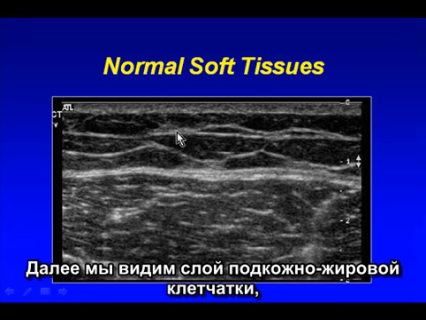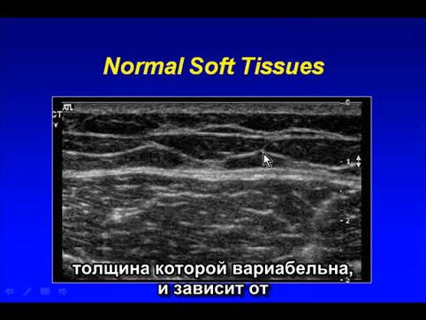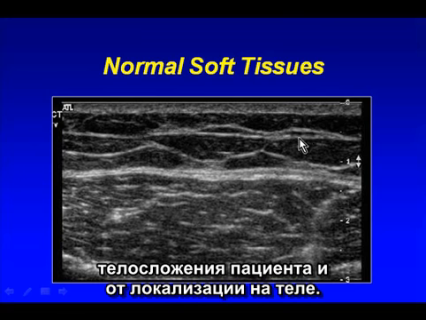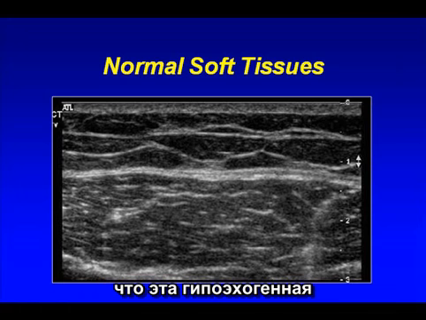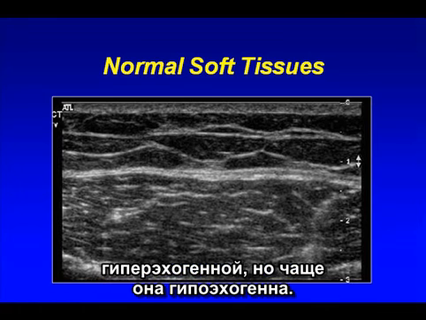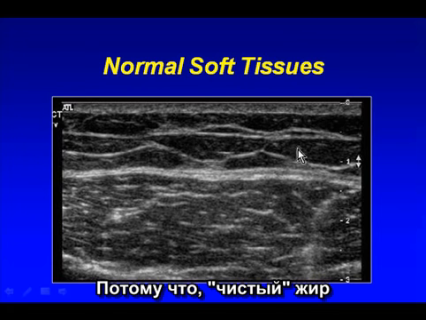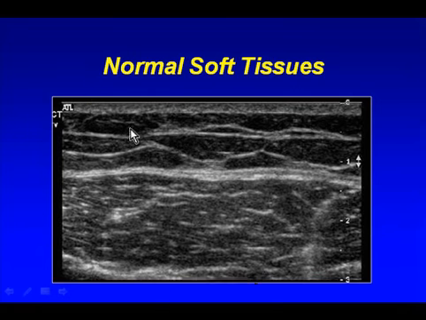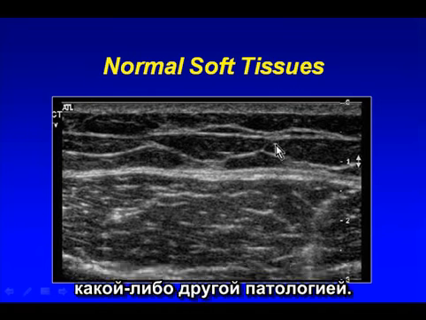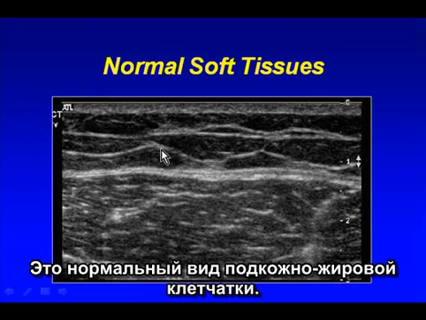Then we have the subcutaneous fat layer, which is variable thickness depending on the patient and depending on the part of the body. It's important to recognize that this fat layer may be hypoechoic or hyperechoic, but often is hypoechoic because, in fact, pure fat is hypoechoic on ultrasound. And so do not mistake this for fluid or some other pathology. This is the subcutaneous fat, the normal appearance.